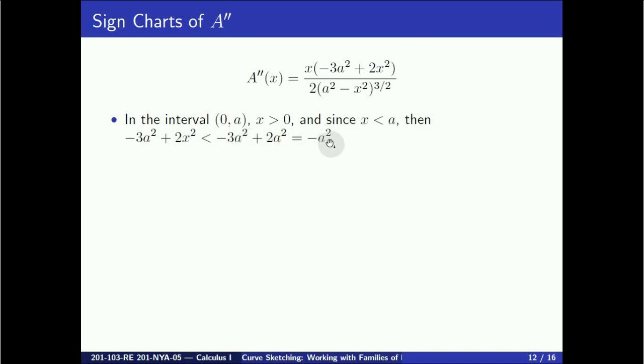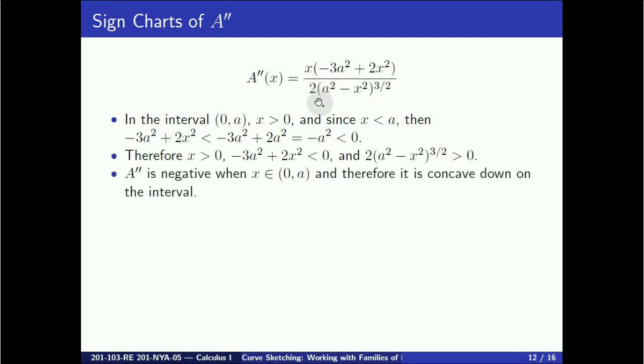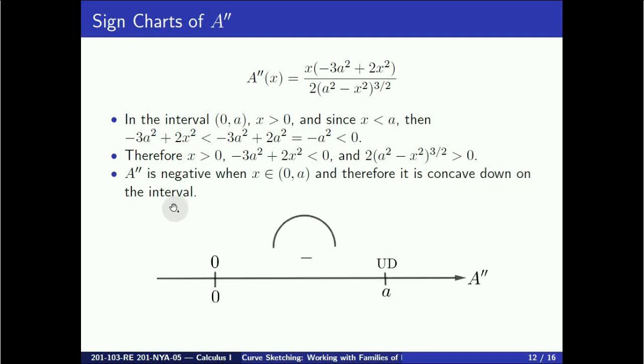But minus 3a squared plus 2a squared is minus a squared, which is negative. Therefore, the second term is negative. So looking back at a prime prime, it is a positive times a negative divided by a positive. So overall, it is negative. This means that the function is concave down within the interval. We add this information to our sign chart and indicate with a concave down curve the behavior of the function a.